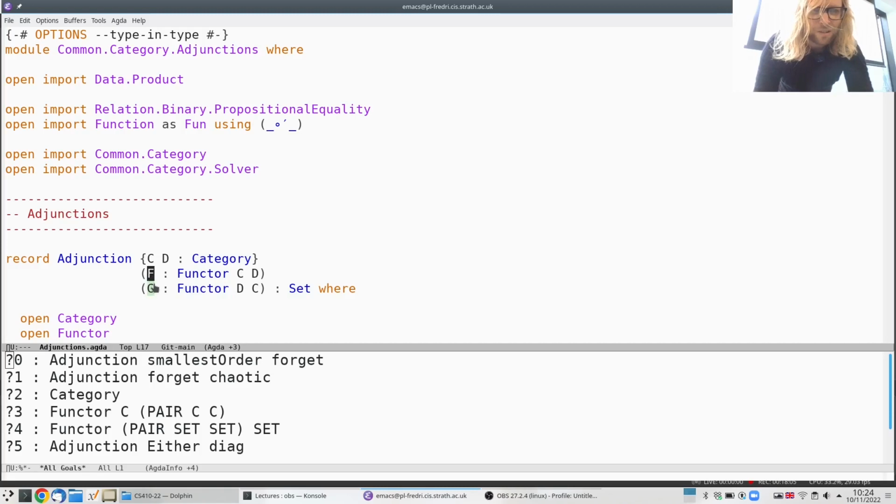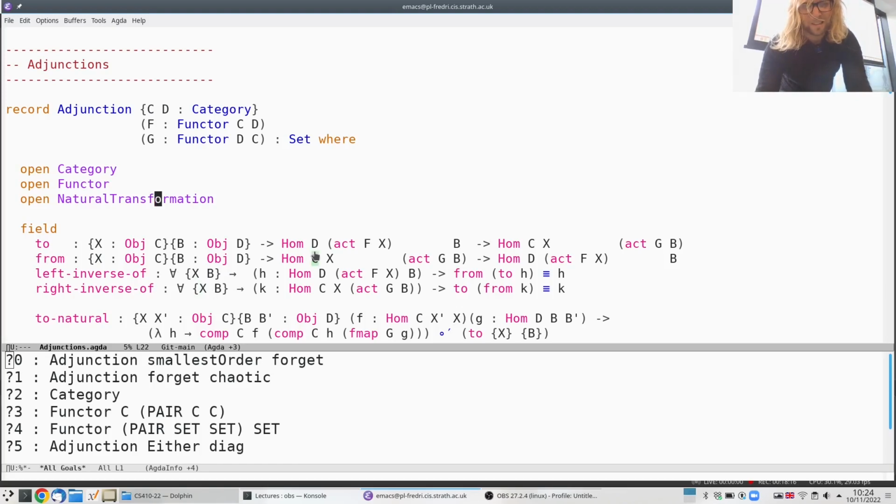So here we have two functors, f and g. One is going from C to D, the other one is going from D to C. And we are saying exactly that if you have a morphism from f of x to b, so that's an f on the left, then you can flip it over to a g on the right, and vice versa. If you have a g on the right, then you can flip it over to an f on the left. And these two ways to do it should be inverse of each other. So if I first flip it to the right and then flip it left again, I should get back to where I started, right? And vice versa.